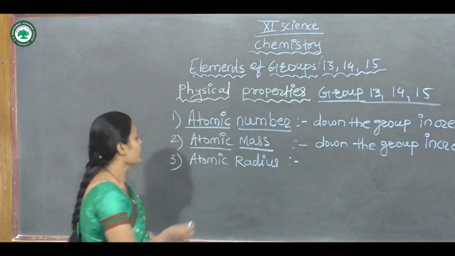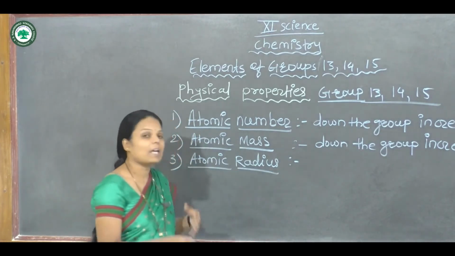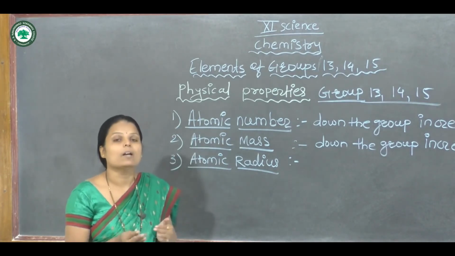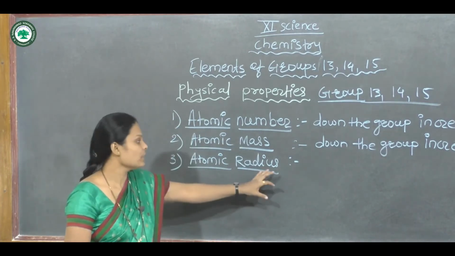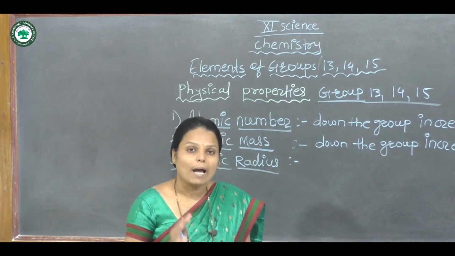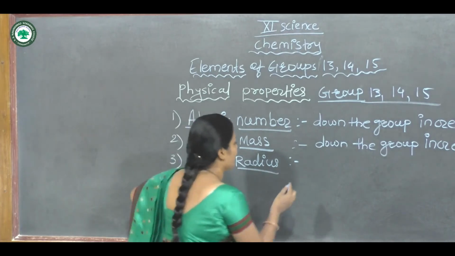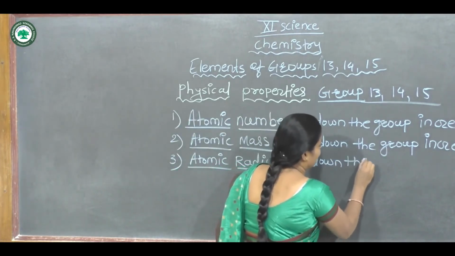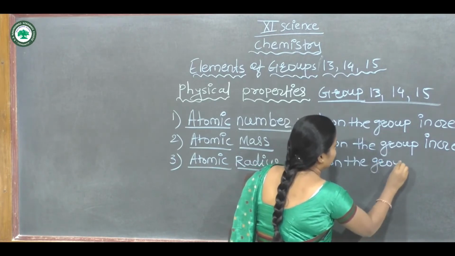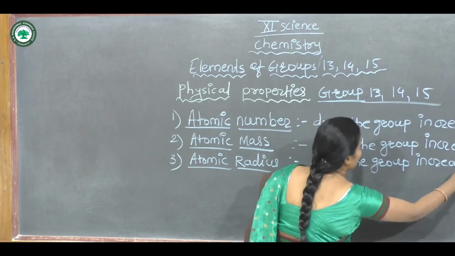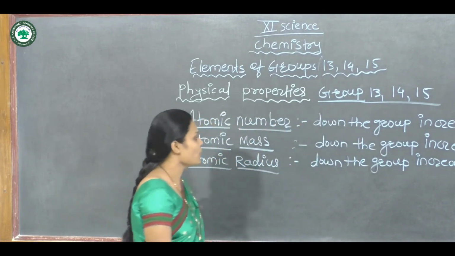Now this is the atomic radius. We know that atomic radius means the size of an atom. Atomic radius or ionic radius is similar. The size of an atom means atomic radius. Now atomic radius also increases down the group. Atomic radius also increases. This is the third property.